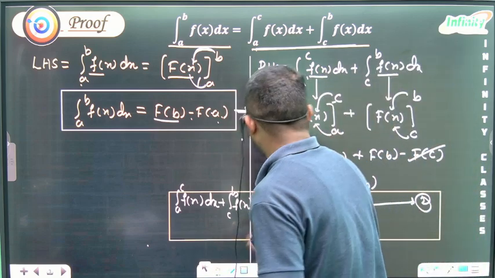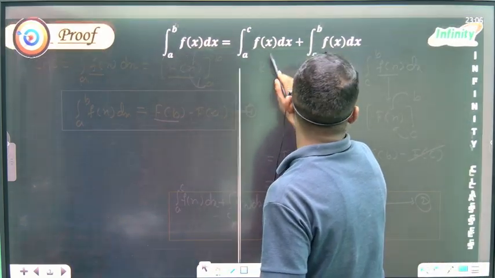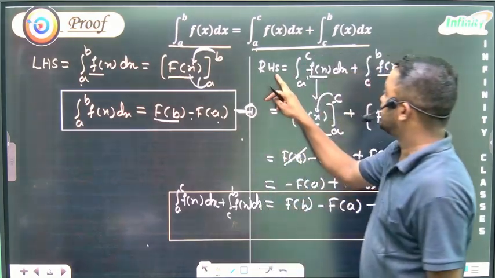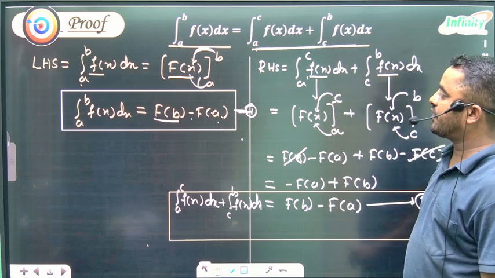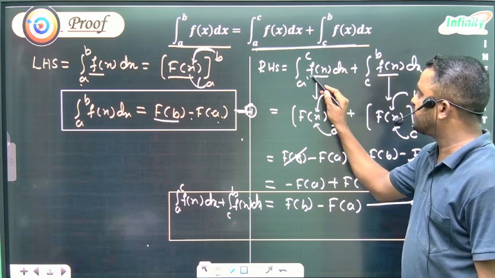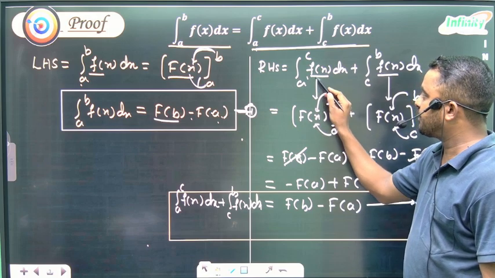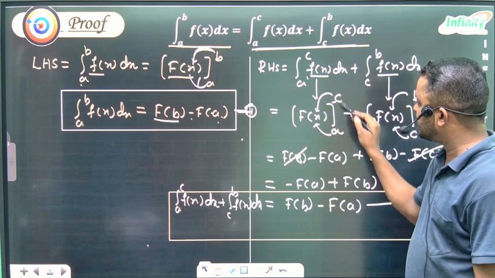So RHS we have to take here. Take RHS. RHS is what here? Integration from a to c of f of x dx plus integration from c to b of f of x dx. Integration of f of x is what here? Capital F of x between the limits a and c.